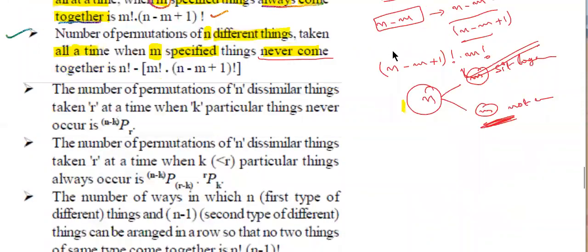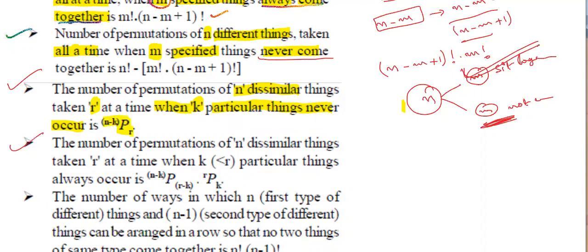Next, another formula. This is the number of permutations of n dissimilar things taken r at a time, when k particular things never occur. K particular things never occur means those k particular things cannot be included in the group, whatever we are selecting or arranging. Those persons we can subtract from the total, then select the r persons. The formula is n minus k P r.